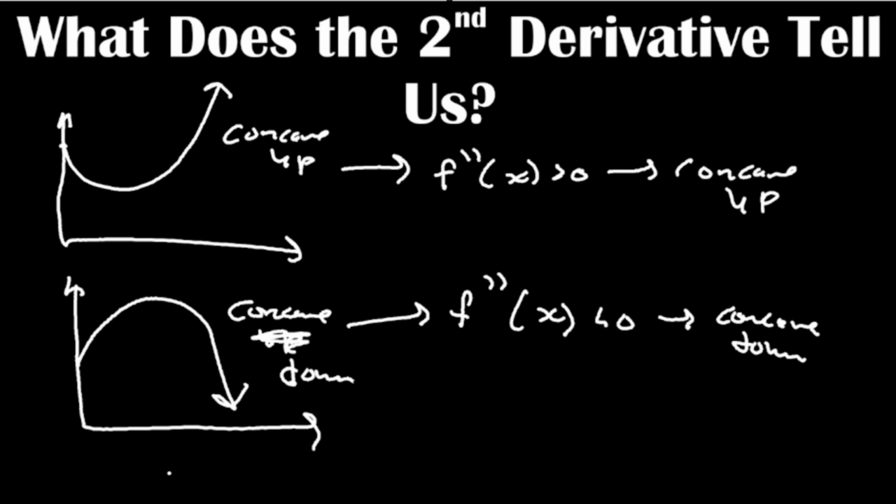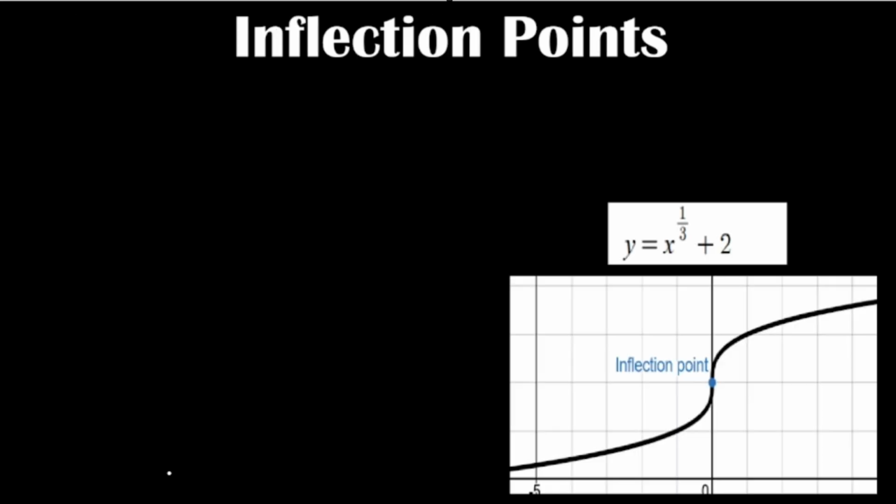Now let's look at what an inflection point is. You might have heard the term inflection point in a pre-calculus course. What an inflection point is, is a place where your function's rate of change switches from increasing to decreasing, or vice versa. So essentially, it's where your concavity switches. So this means that f prime, your first derivative, switches from increasing to decreasing, or vice versa.